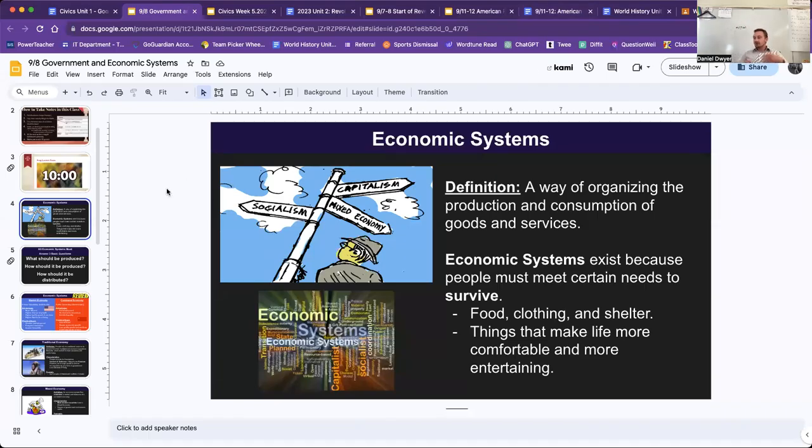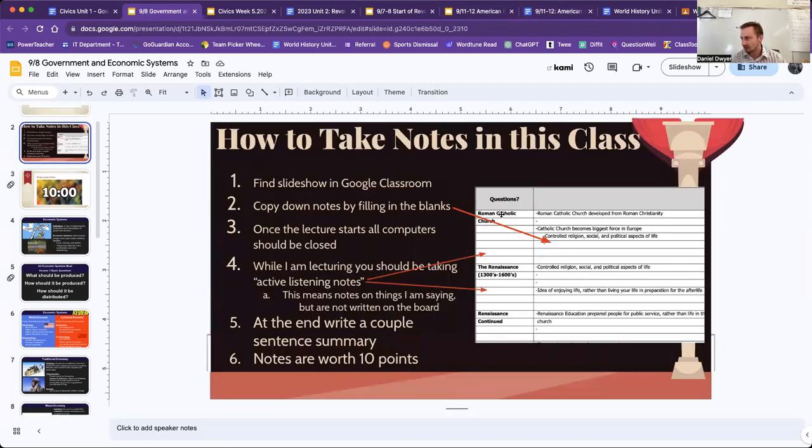So if you are not here for this lecture, here it is. That way you are able to get those active listening notes. Just as a reminder, the active listening notes are the extra notes from things I say that you should be putting in the side. Again, not every section has to be filled, but it should not all be blank.